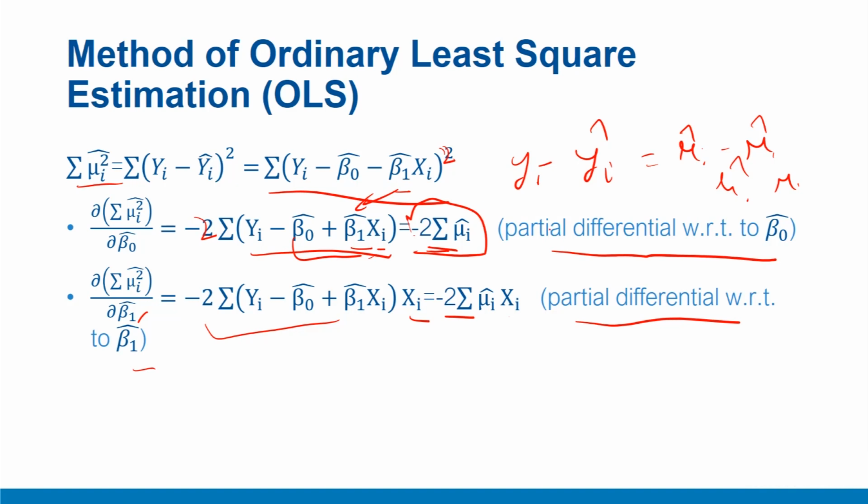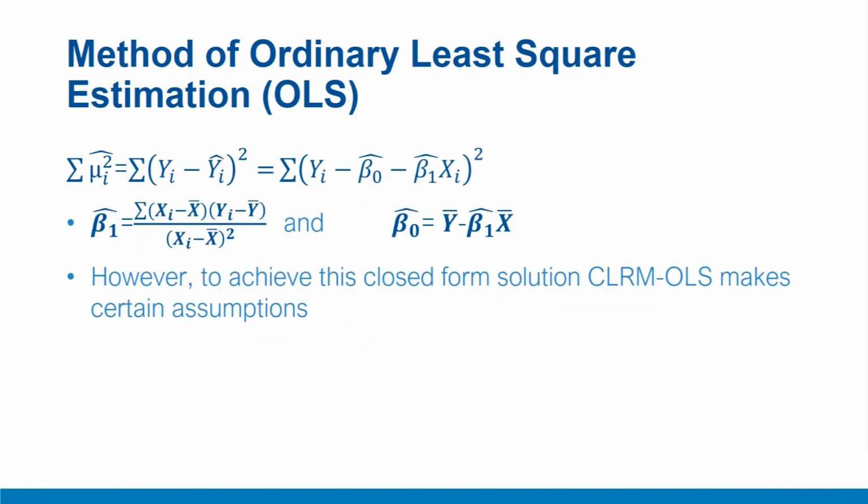Now we need to set these differentials equal to 0 and solve the equations. A closed form solution can be obtained, which is shown here. This closed form solution can be obtained only if certain assumptions are met. In this lesson, in a series of videos, we will discuss some of these assumptions that are needed, and if these assumptions are met, then we can obtain a closed form solution like this. That means we can precisely estimate the values of beta 1 hat and beta naught hat.